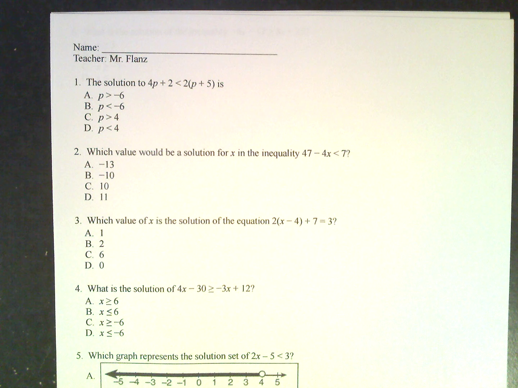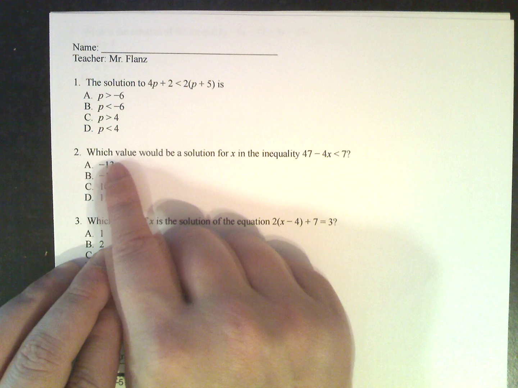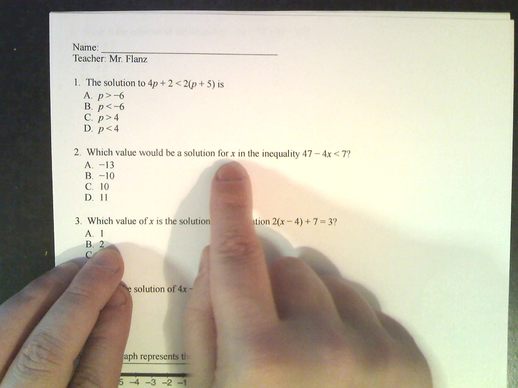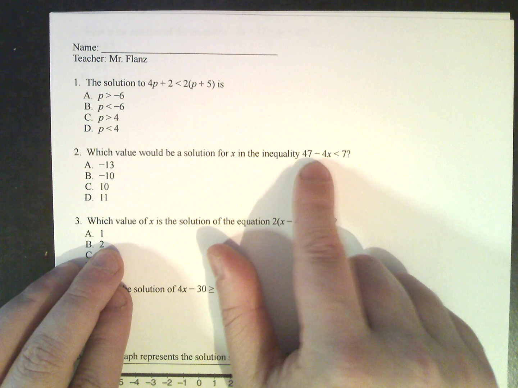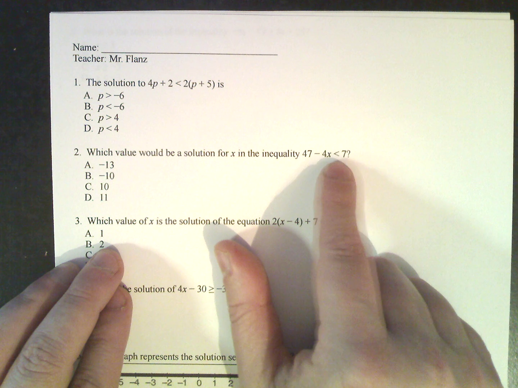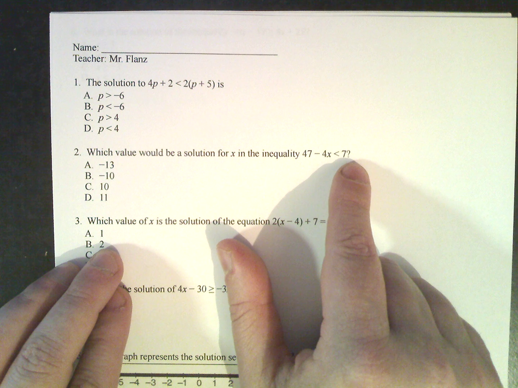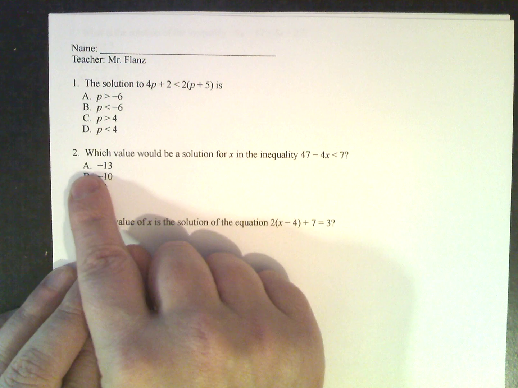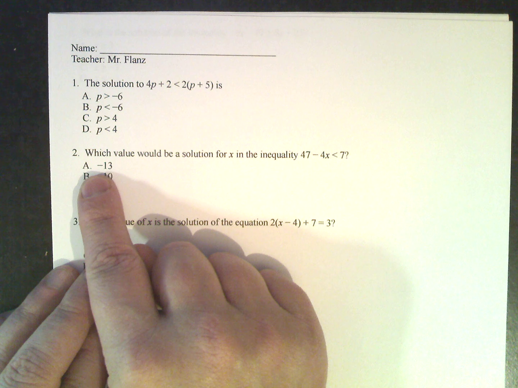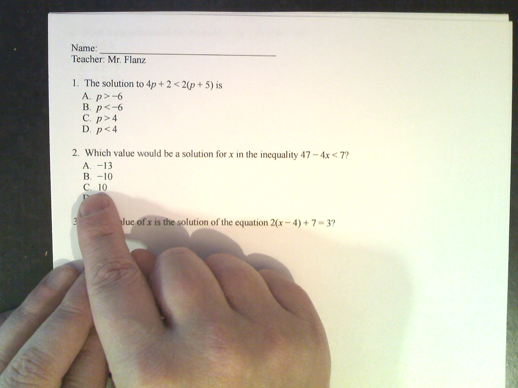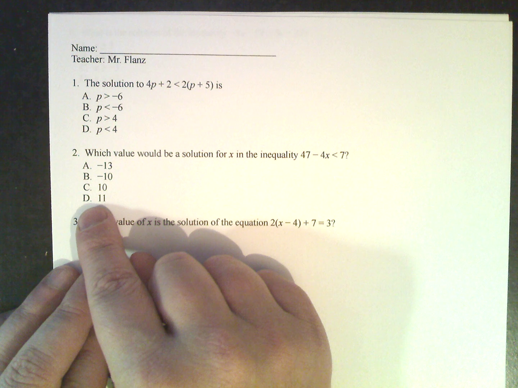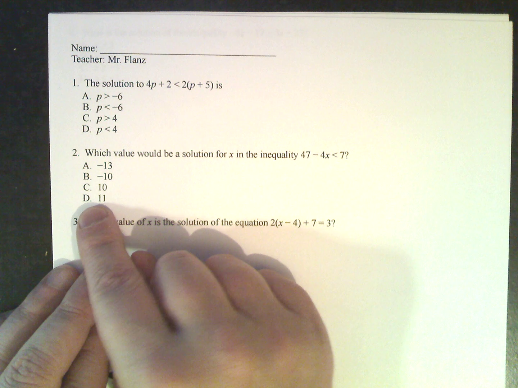Next question, question 2. Which value would be a solution for x in the inequality 47 minus 4x is less than 7? Would the answer be A, negative 13, B, negative 10, C, 10, D, 11?